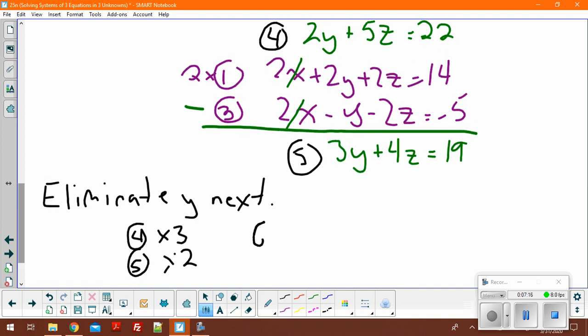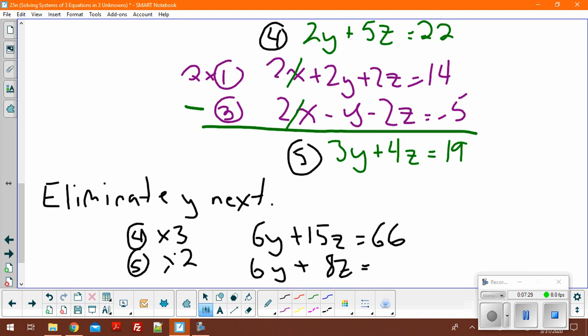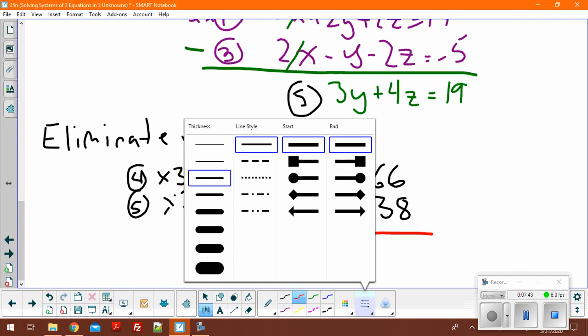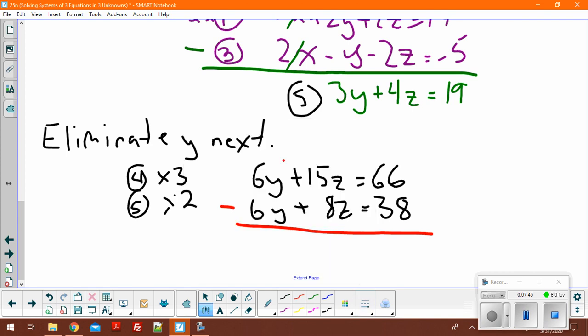So I get 6y plus 15z equals 66. Okay, and for equation 2, I'm going to get 6y plus 8z is equal to 38. Okay. Now I'm going to subtract and see what I get. So 6y's cancel. 15 take away 8 is 7. Okay, and 66 take away 38 is 28.